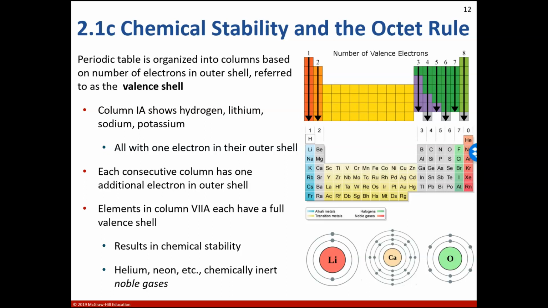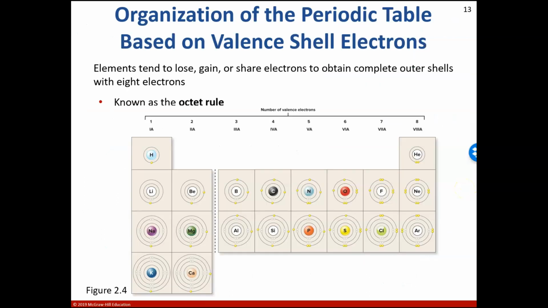And in our elements, column 7A is going to have full valence shells. So they're not really looking to take on more electrons. This means that they are chemically stable, and examples would be helium, neon, and these are also known as your noble gases.